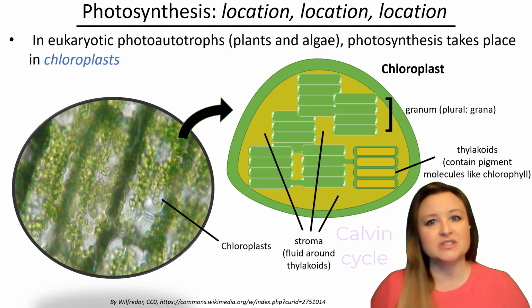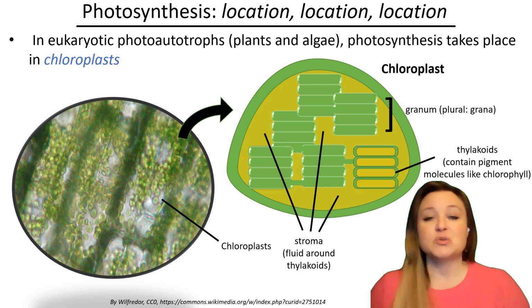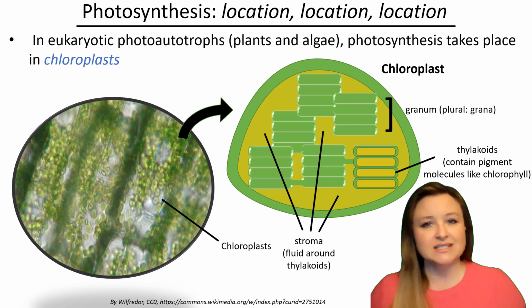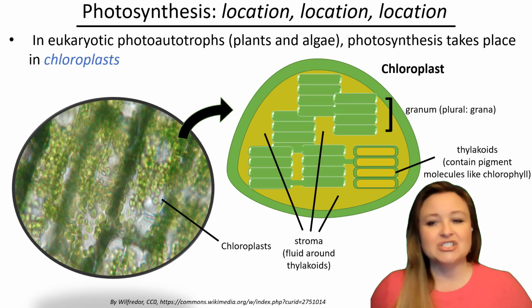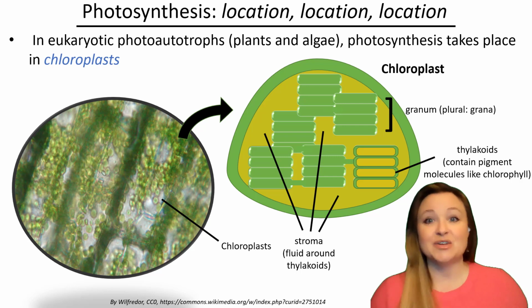Okay, so it's important to understand the chloroplast because we have two parts in photosynthesis. We have the light-dependent reactions and the Calvin cycle, and the light-dependent reactions are going to take place on the thylakoids, and the Calvin cycle is going to take place in the stroma. So all of photosynthesis takes place in the chloroplast.